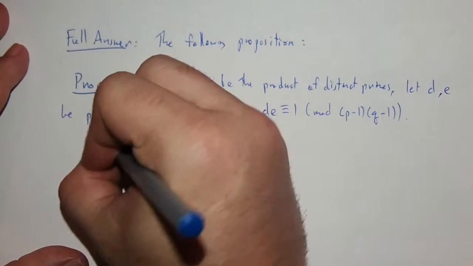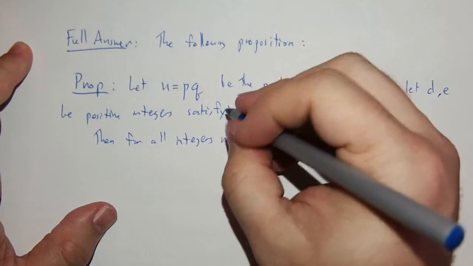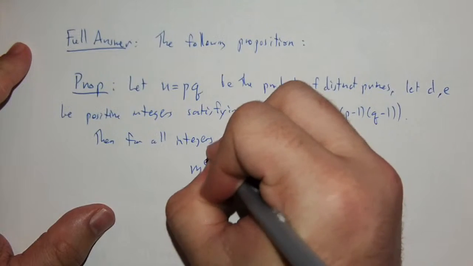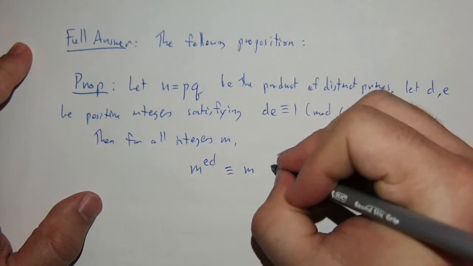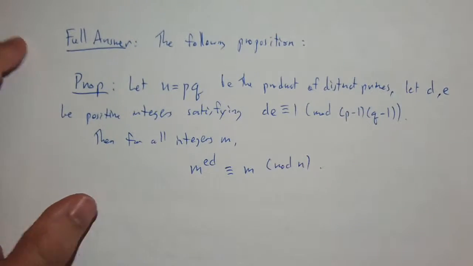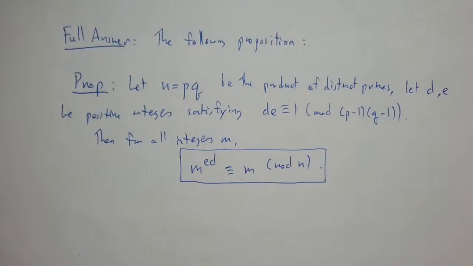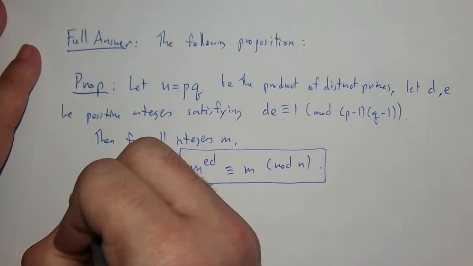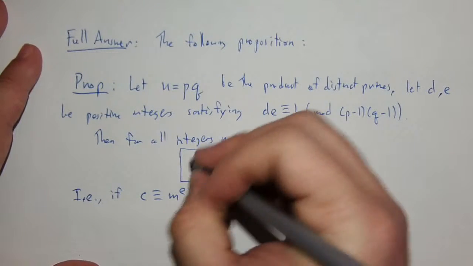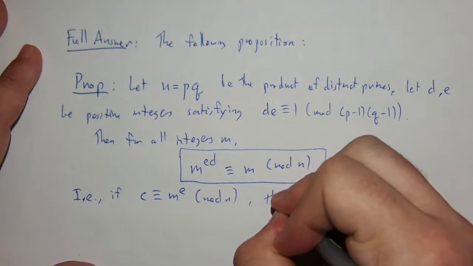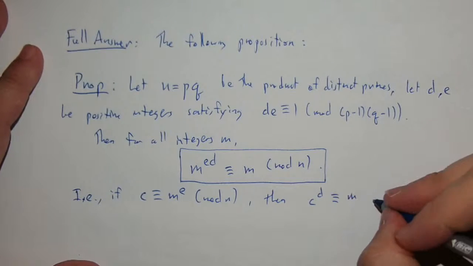Then, for all integers M, M to the E times D is congruent to M mod N. Another way to say it, i.e., if C is congruent to M to the E mod N, then C to the D is congruent to M mod N.